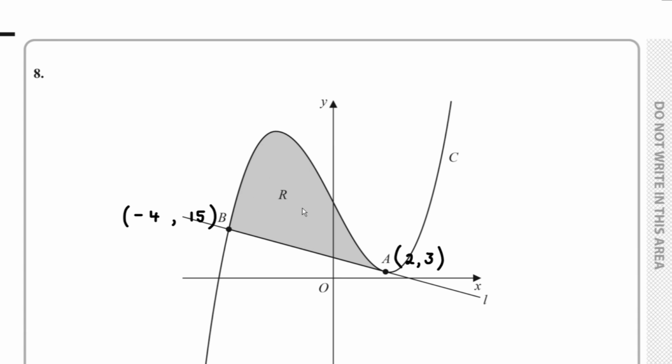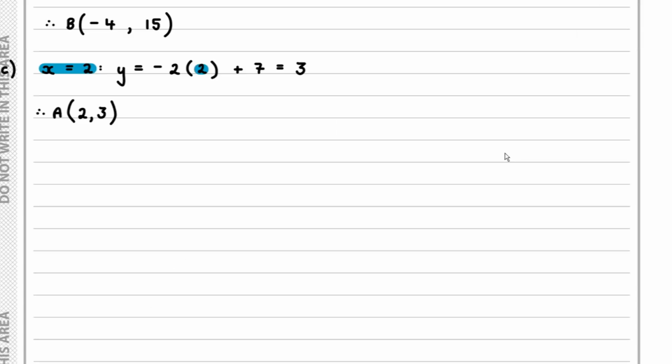Now, to find the area of R, I need to find the area under C in between negative 4 and 2, and you will also notice we have a trapezium, and if I find the area under C between negative 4 and 2 and subtract from it the trapezium, that will leave me with the area of R. So let's find this area of the trapezium.